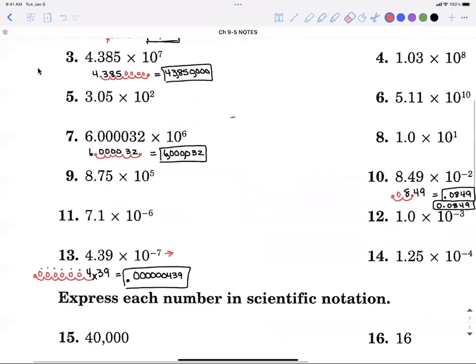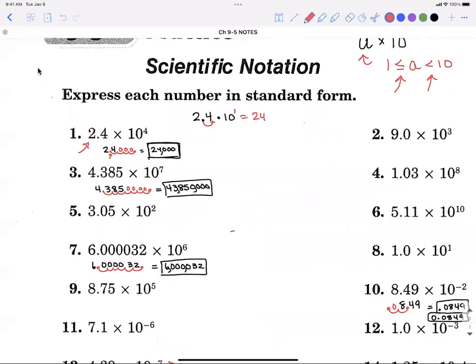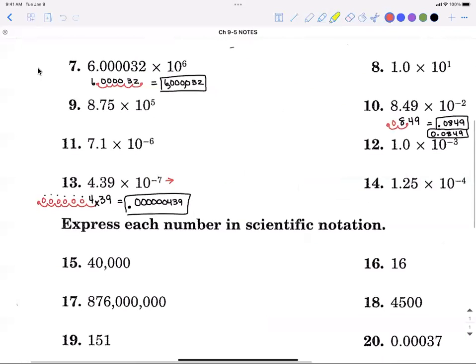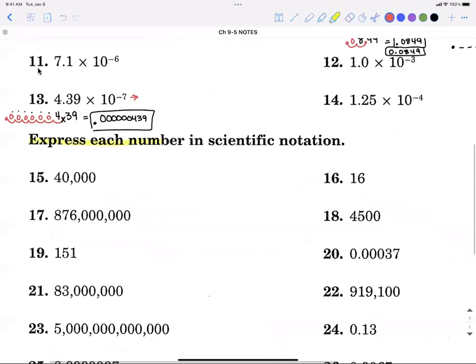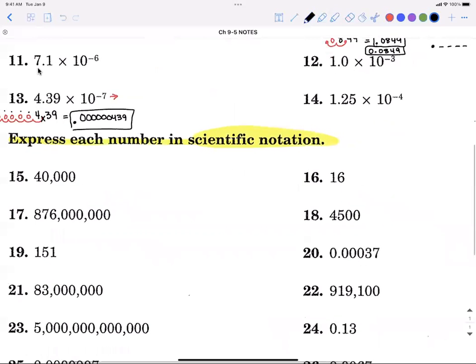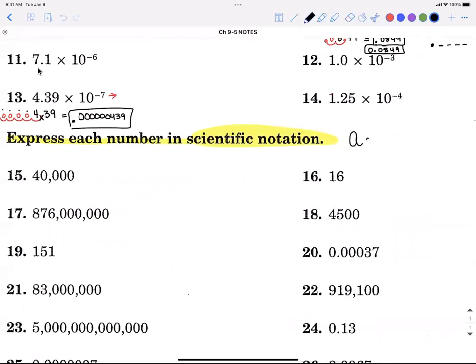Notice the directions here. On these directions, it wanted us to write the number in standard form. Standard form is how we're used to seeing it. Now we switch to express each number in scientific notation. So every single one of these, okay, make yourself a note of this again. Every single answer is going to be A times 10 to some exponent.